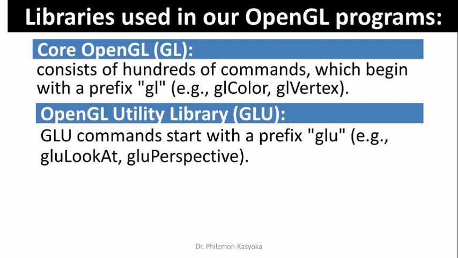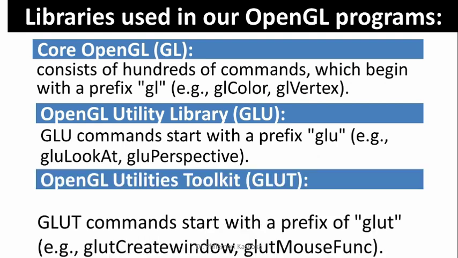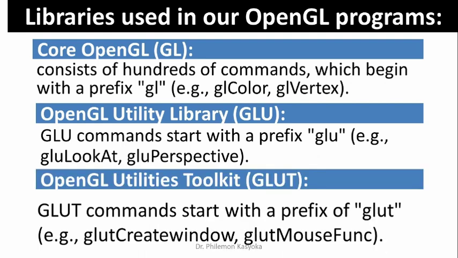Now we have another one that we refer to as the OpenGL Utility Library, or the GLU. The GLU commands start with the prefix GLU, then follow with the purpose of that particular function. So every function that begins with GLU is based under the OpenGL Utility Library. And the last one is the OpenGL Utility Toolkit, which we refer to as the GLUT. The GLUT commands start with the prefix GLUT, and then follow the name of that particular function based on its purpose, of course.